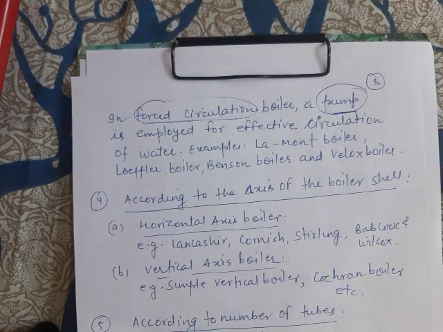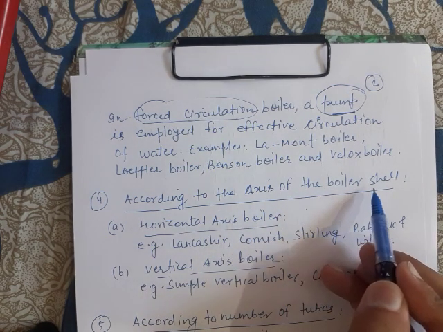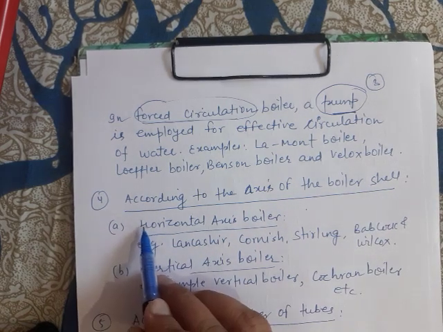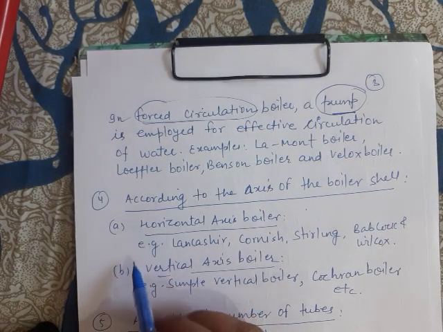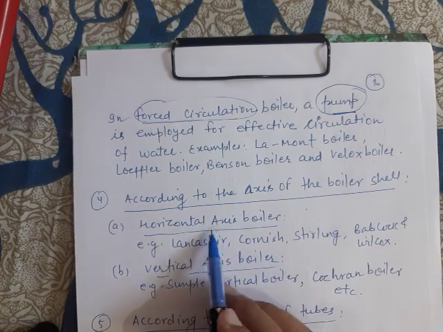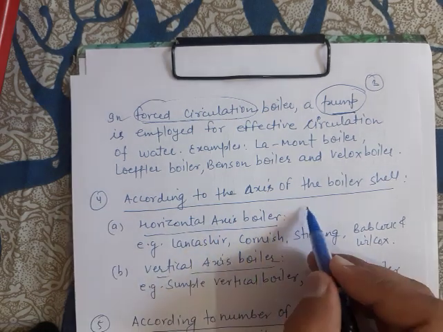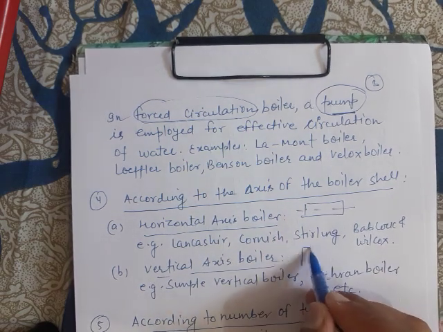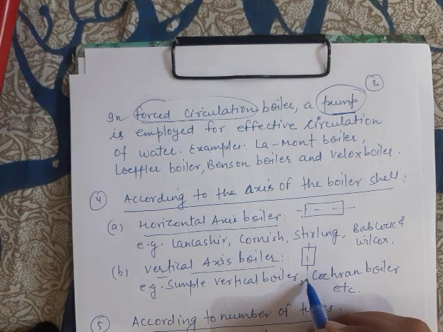Now the fourth important criteria for classifying the boilers is according to the axis of the boiler shell. According to this category, there are two types of boilers: horizontal axis boiler and vertical axis boiler. In horizontal axis boiler, the axis of the boiler is horizontal. But in vertical axis boiler, the axis of the boiler is vertical.